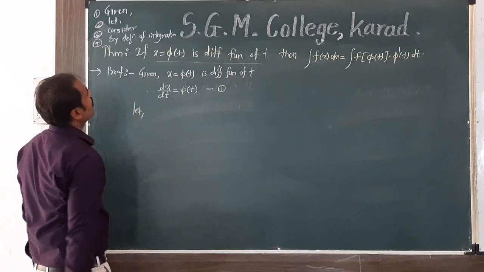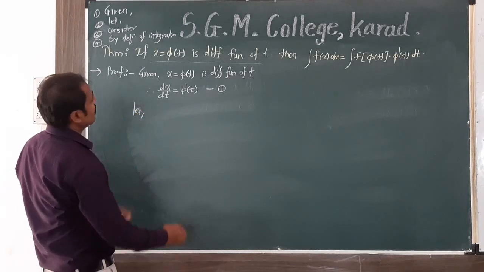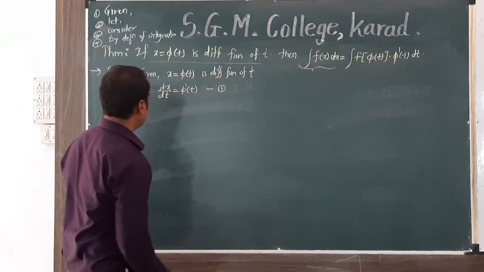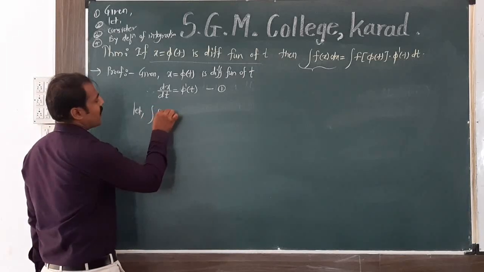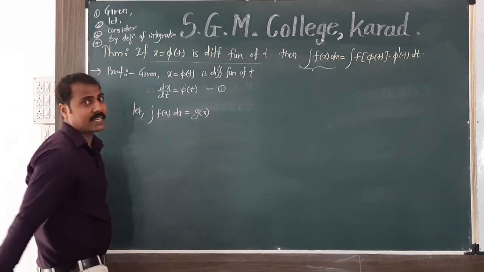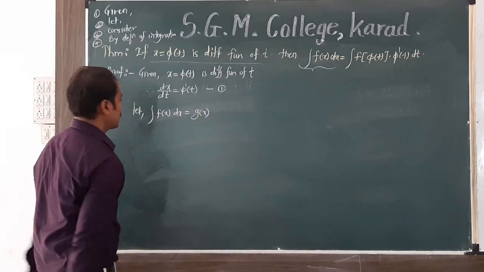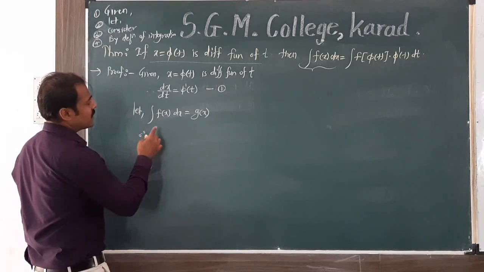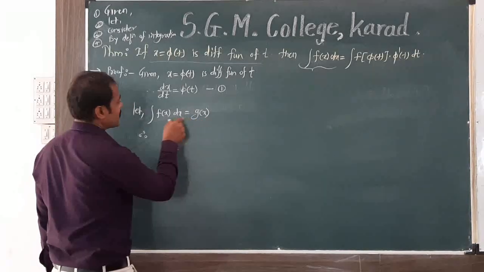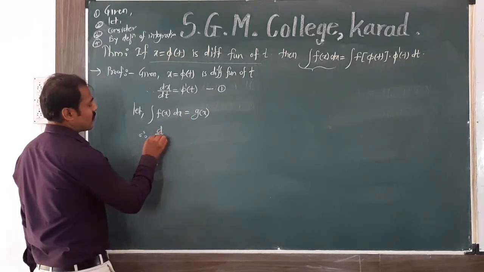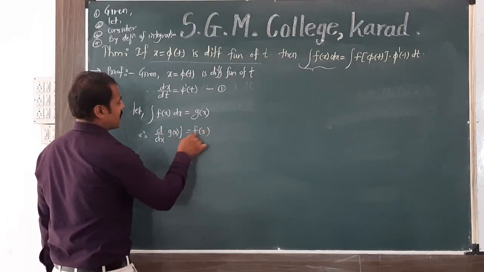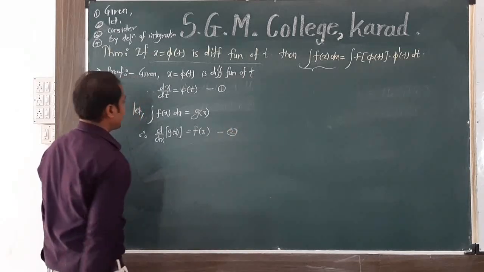Now the second step is let. Let us consider that integration as g of x. Let the integration of f of x dx be equal to g of x. Therefore, by definition of integration, if the integration of f of x is g of x, then the derivative of g of x is f of x. So d dx of g of x is equal to f of x. Here is equation number second.